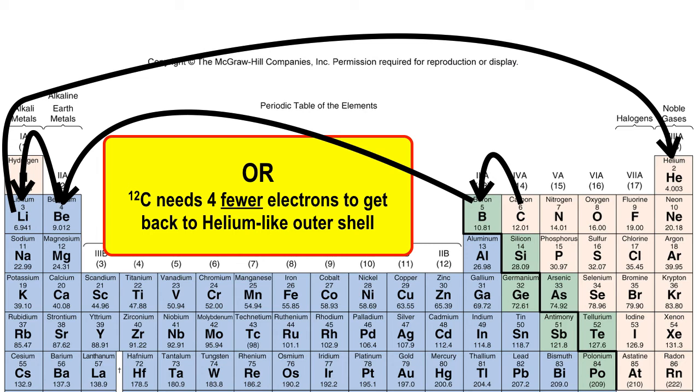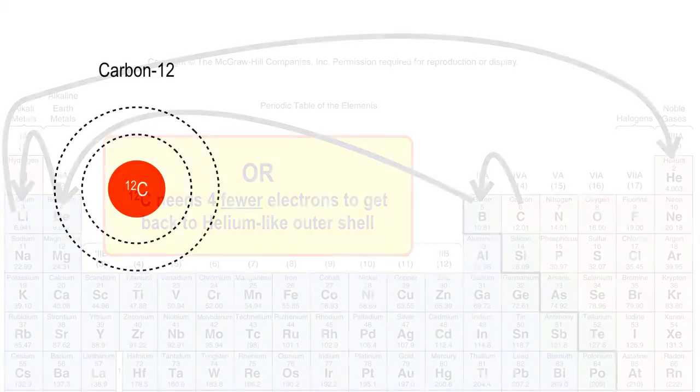2 electrons, and that's it. If it gains 4, it'll be like a neon outer shell. 2 plus 8, ding. And so it likes to, and carbon can do either one. All right, now let's take a look at carbon.